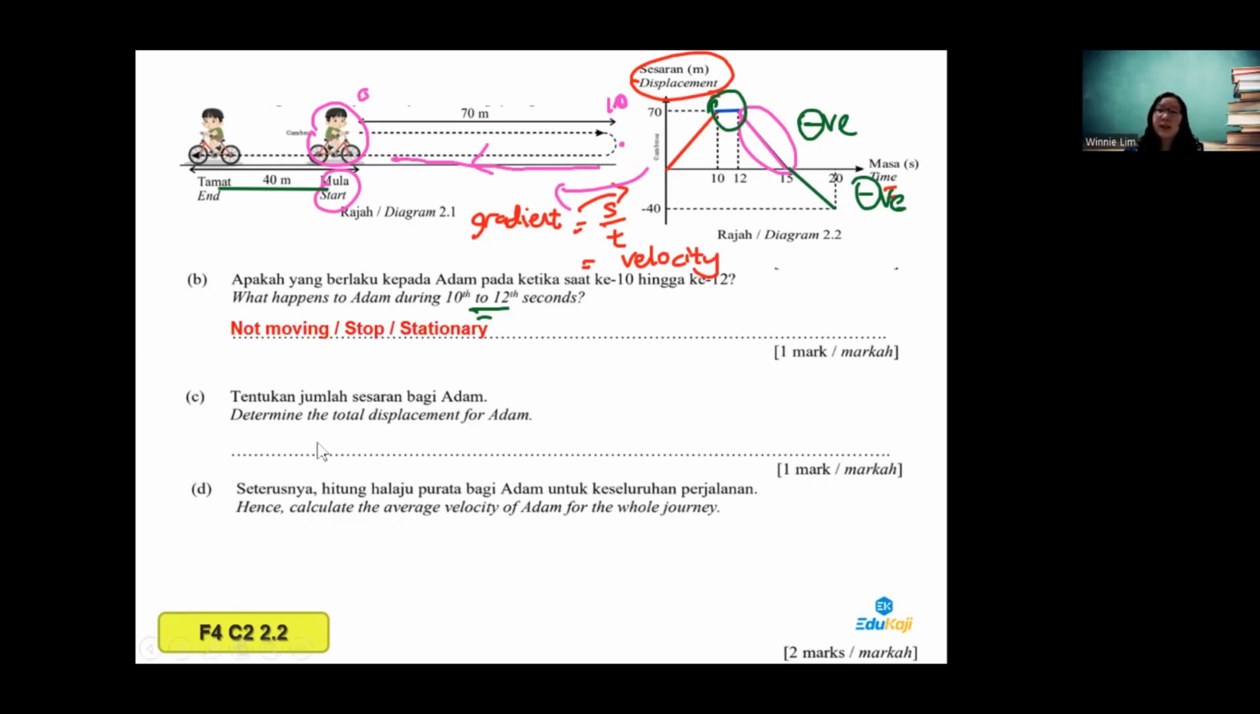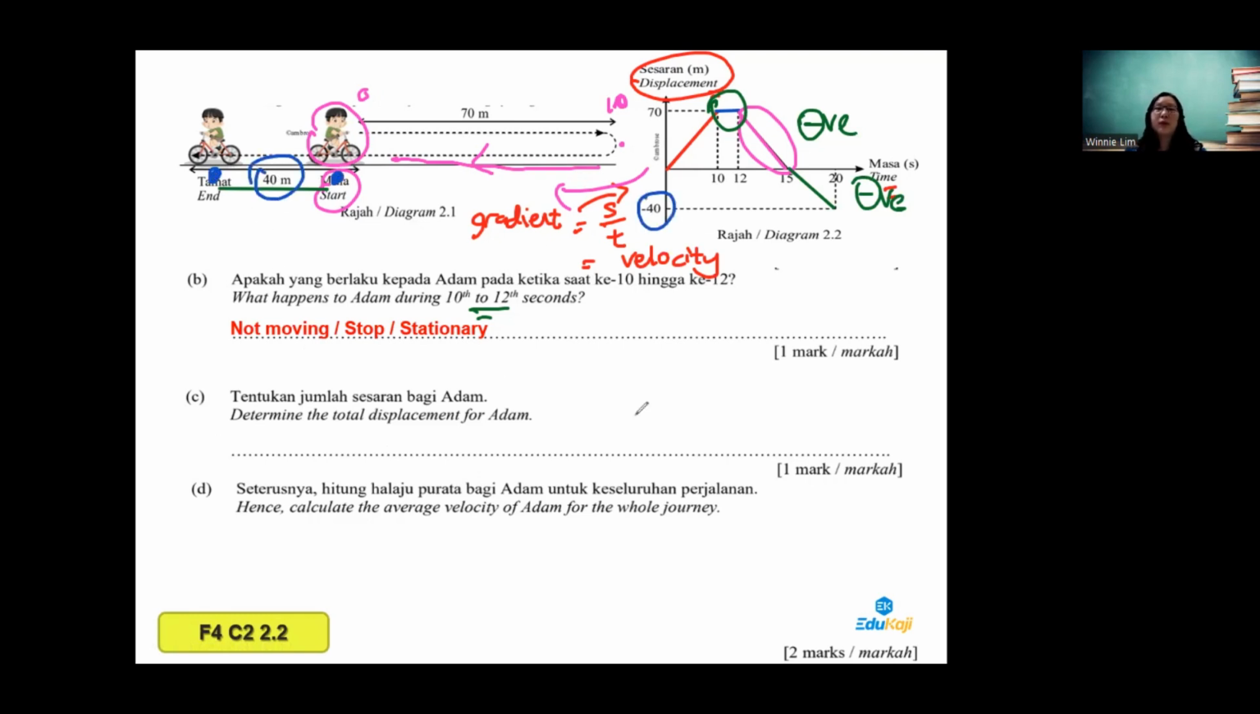So C, determine the total displacement for Adam. So total displacement is actually the shortest path. So where is your initial point? Your starting point is actually over here. Your ending point is actually over here. So simply, it is negative 40 meter.